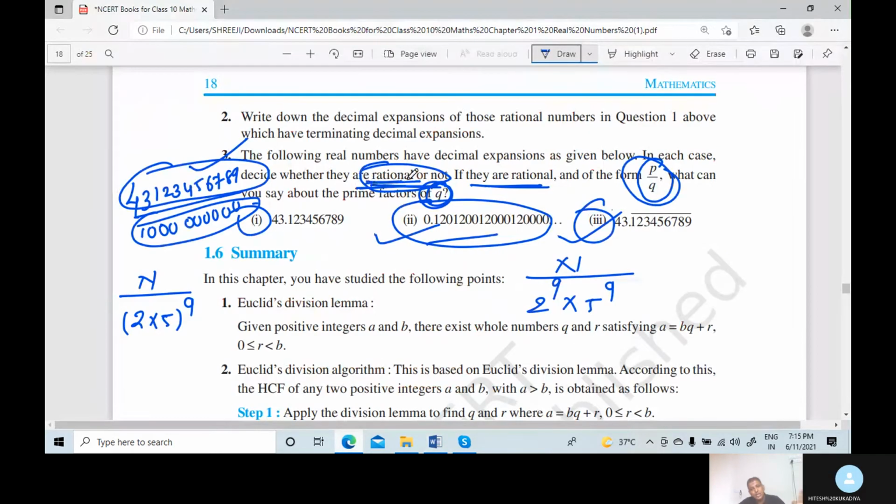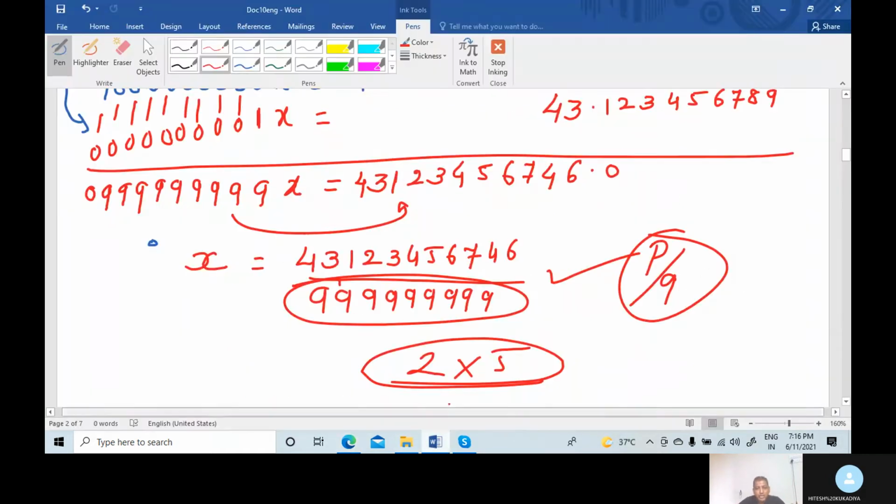Okay, again repeat the question. Here, rational or not? So the answer is rational, because we convert it to the form P upon Q. One more question: what can you say about the prime factorization of Q? Here in the denominator, we can't get the prime factorization, right? Otherwise you can divide by 3 or 9. Try it here. Suppose you try any number, 3 or 9. Is that clear, student? Okay.